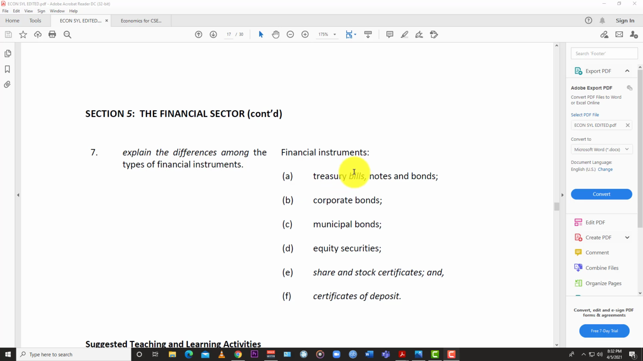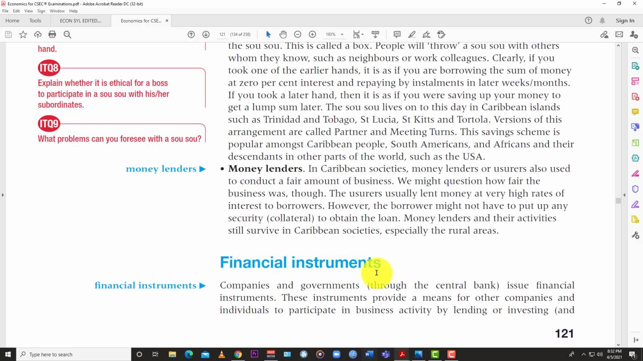You have the Treasury Bills, notes or bonds, corporate bonds, municipal bonds, equity securities, share and stock certificates, and certificates of deposit. So we're going to try and explain what those are, and of course the differences would be in their definitions. And so we're going to turn to the textbook for the most part for most of these explanations. And so we have the financial instruments.